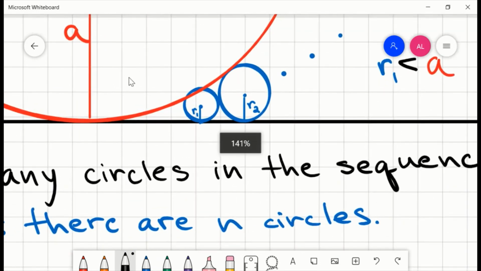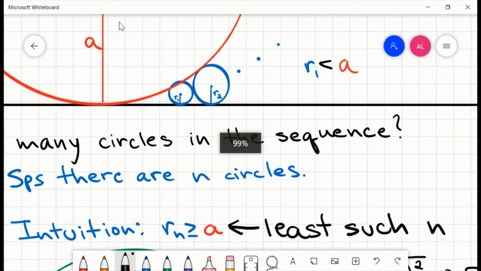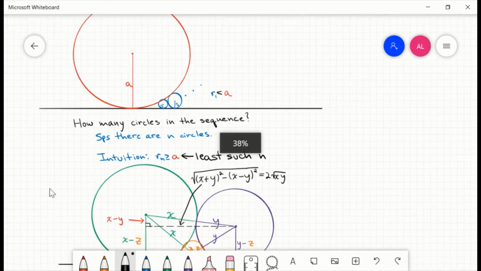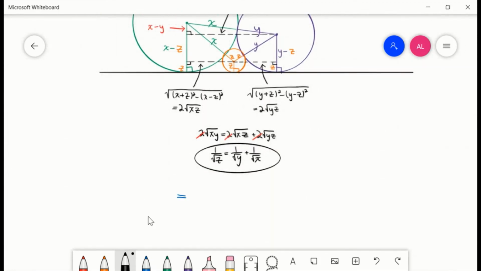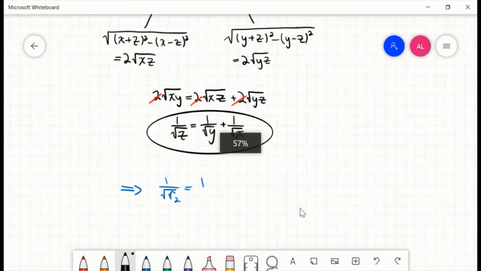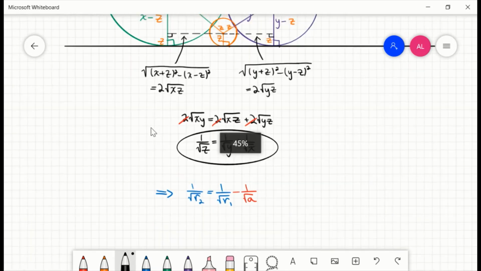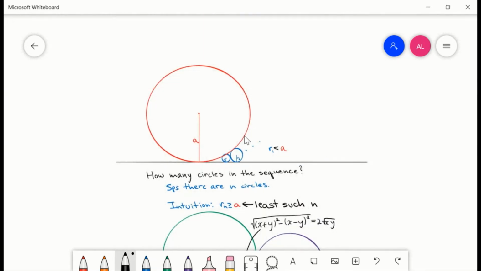We can replace x with A, y with R2, and z with R1. And so we get that 1 over the square root of R2 plus 1 over the square root of A is equal to 1 over the square root of R sub 1, which simplifies just like this. And now if we think about the next circle in the sequence, R3, we get a very similar expression with A, R3, and R2.